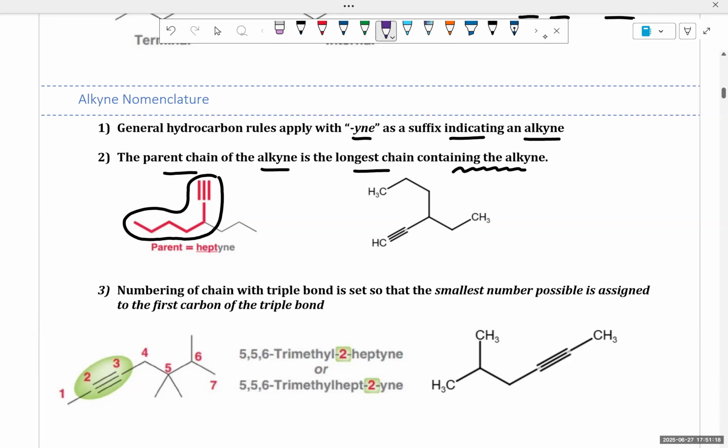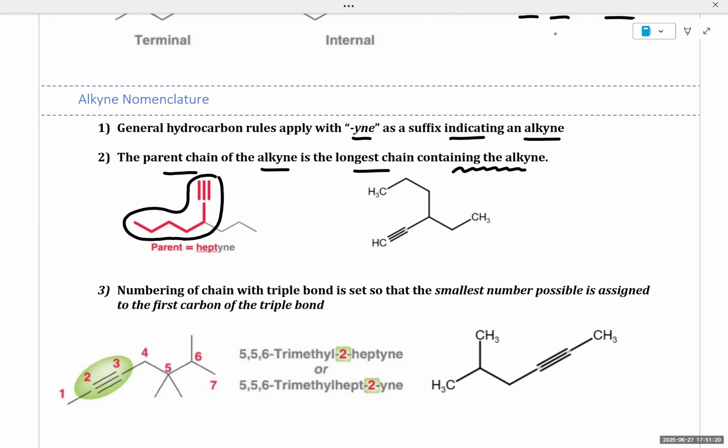Let's practice identifying the longest chain. So in this case, we count 1, 2, 3, 4. So this chain is the longest chain, and we need to have the longest chain including the alkyne. So we'll count down through the alkyne towards the longest chain. So we have a 6 carbon longest chain. So this would be hexyne. It would be a hexyne carbon chain.